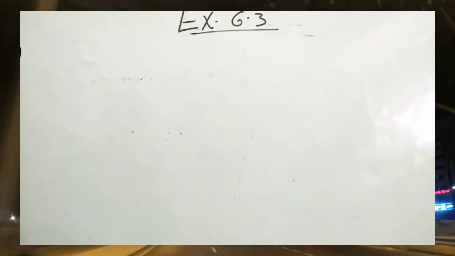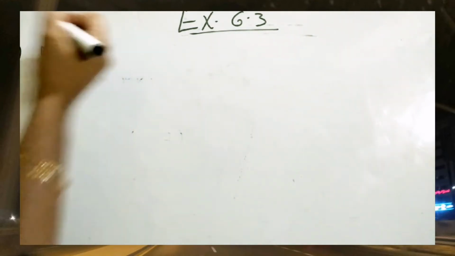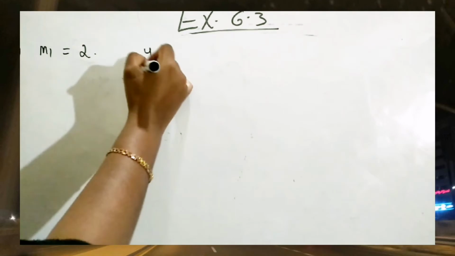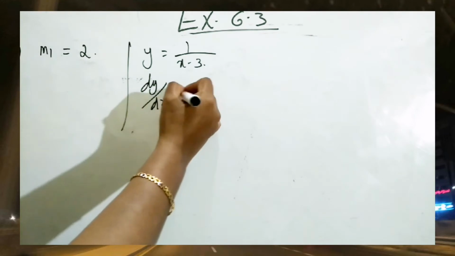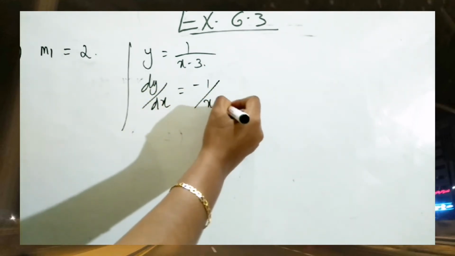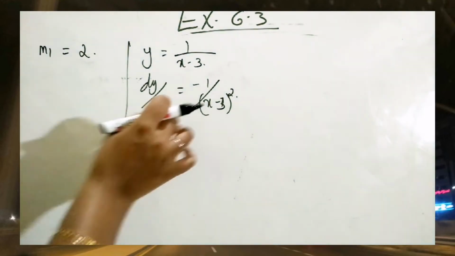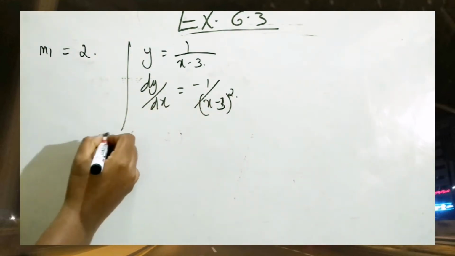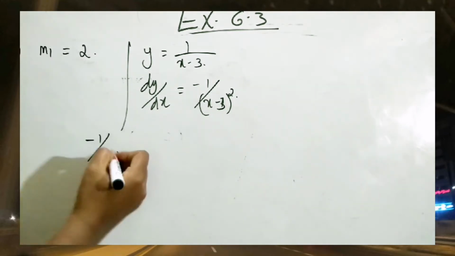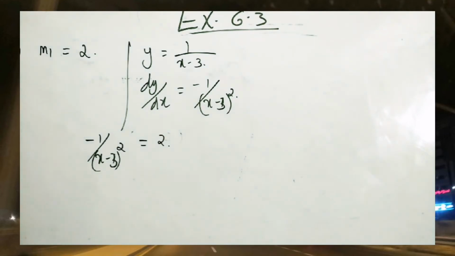Same, we need to find the equation of all lines whose slope is equal to 2, which are tangents to the curve y is equal to 1 divided by (x minus 3). We will take the derivative: dy by dx is equal to minus 1 divided by (x minus 3) all squared. This is the slope of the tangent, and the slope is given in the question, that is 2. That means we can equate these two: minus 1 divided by (x minus 3) all squared equal to 2.